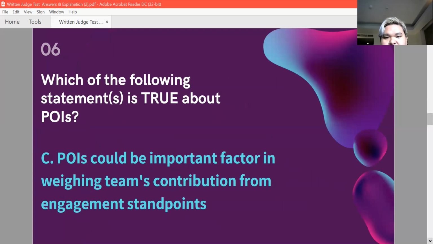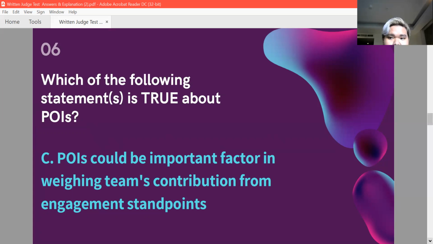Number 6, which of the following statements is true about POI? A, a speaker who did not accept or offer POI will receive a score reduction. B, POI serves a small function in a debate, in a way that they should not affect your decision. C, POIs could be important factors in weighing teams' contribution from an engagement standpoint. And D, offering POI is a legitimate strategy to throw your opponent off guard.